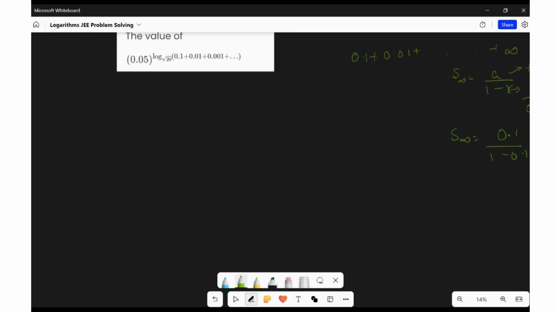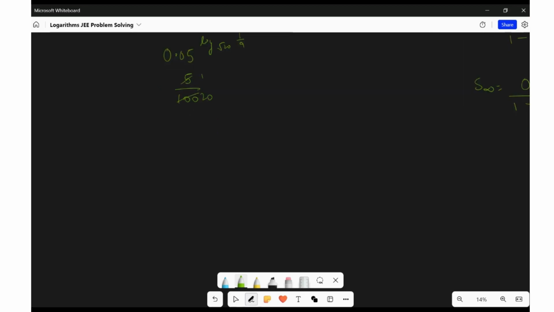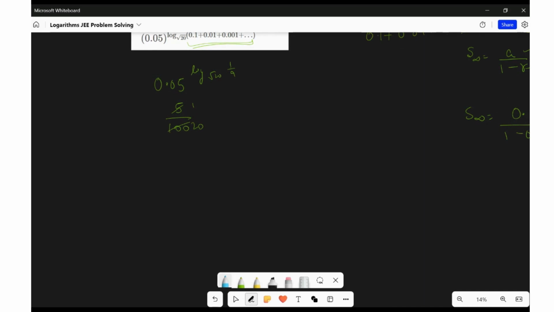Let's go further. So the value of 0.05 log 1 by 9 base root 20, because we found the value of the series. Now 0.05 can be written as 5 by 100, which is 1 by 20, and log root 1 by 9 base root 20 can be written as 20 to the power 1 by 2. So, yeah, now you might have gotten the click of what this question wants. So log 9 to the power minus 1 to the base 20 to the power 1 by 2.